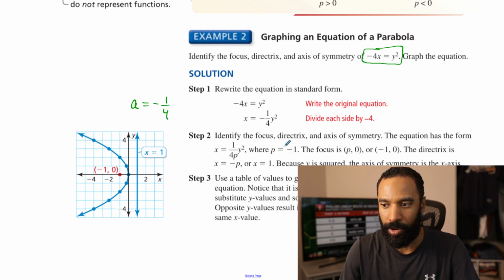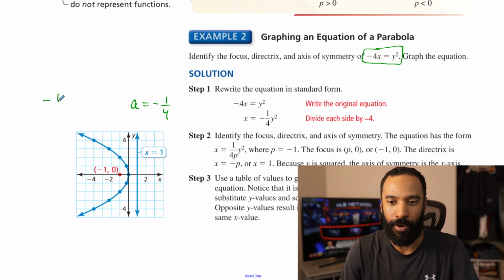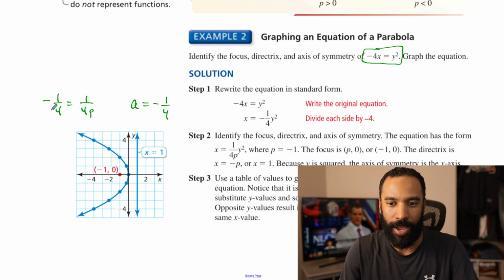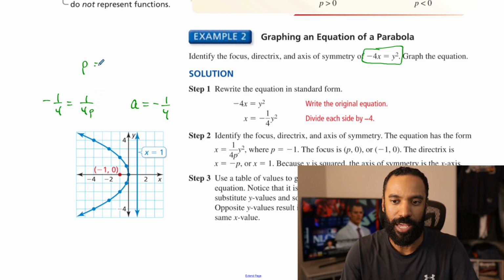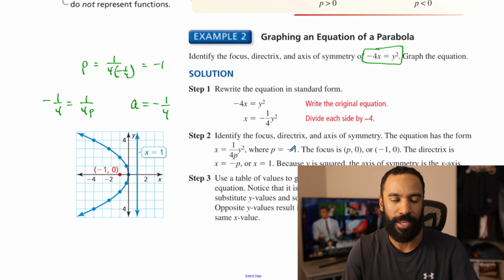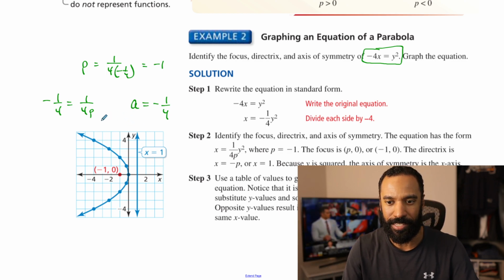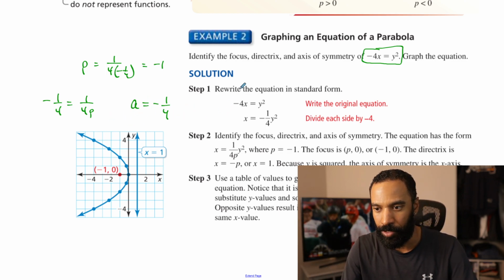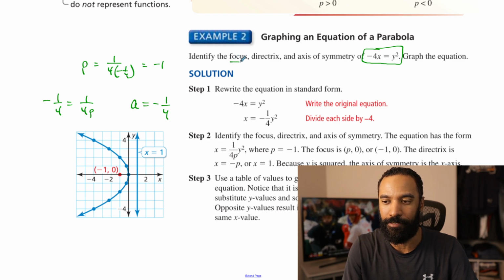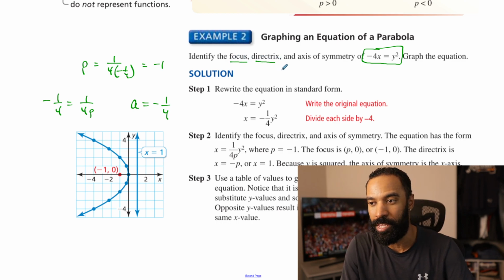Now, what I'm going to do, I don't know if they're going to do it the same way here. If a is negative 1/4, then negative 1/4 equals 1 over 4p, right? A is 1 over 4p. Or you can say p is 1 over 4a, like that. I'll probably do more of this one. 4 times negative 1/4 is negative 1, and that's your p value, and that's what they say right here. So a is 1 over 4p, p is 1 over 4a. You can use that to go ahead and find the other value, because they're going to ask us to identify the focus and directrix, and we need p for that.